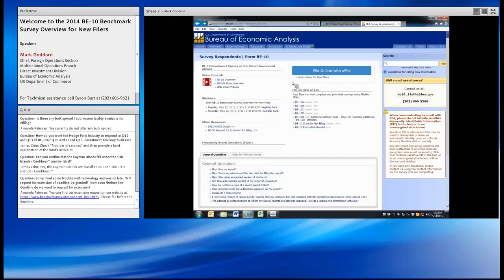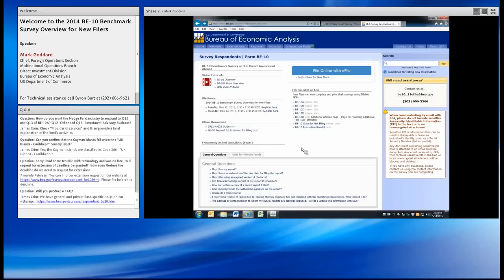Below that, we have each of the BE10 survey forms in fillable format, the BE10A, the B, the C, the D additional affiliate page, as well as a claim for not filing, and most importantly, the BE10 instruction booklet. I definitely recommend everyone look over the BE10 instruction booklet because a lot of questions you have, and even the questions you probably have during this webinar, can be answered within our BE10 instruction booklet.